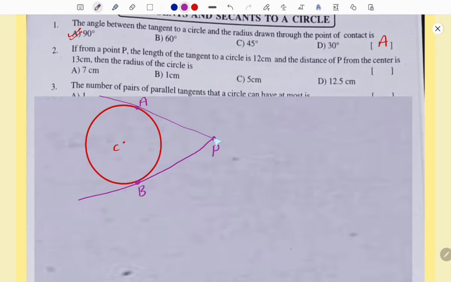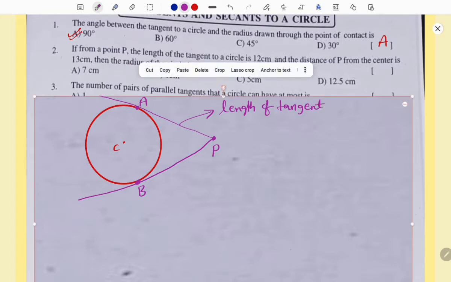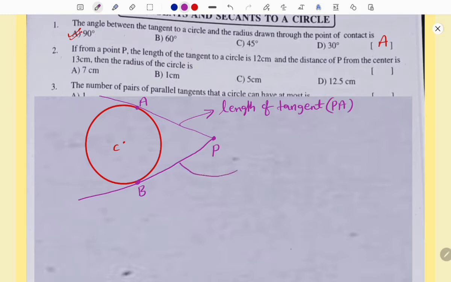The length of PA is called the length of the tangent. Keep these terms in your mind, Nana. Length of tangent is PA. Similarly PB is also the length of the tangent. These both are equal: PA is equal to PB.